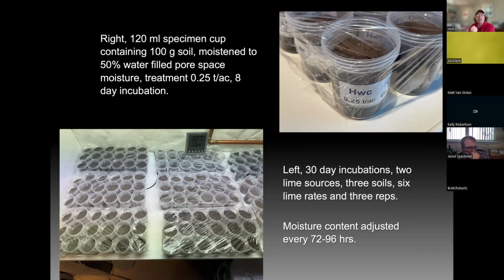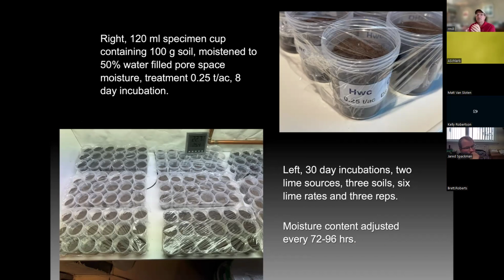It's under the 8-day incubation period. At the bottom here is 30-day incubations. These are both calcium carbonate and calcium hydroxide. You can see this starts to tie up a lot of space. We have to check the water in these every 72, 96 hours because we're getting a little bit of evaporation even though they're covered. The background of the photo there is humidity and the moisture content or the temperature we have in the room. We try to hold it between 24 and 26 degrees centigrade. So, it gets to be quite involved.